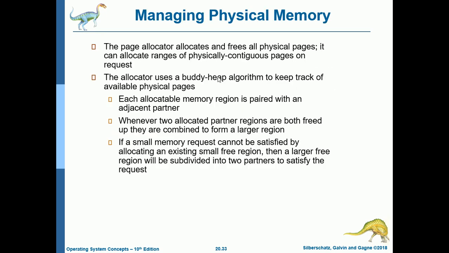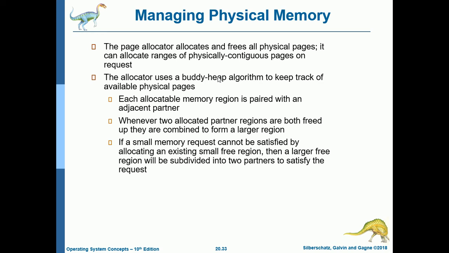So managing physical memory: the page allocator allocates and frees all physical pages. It can allocate ranges of physically contiguous pages on request. The allocator uses a buddy heap algorithm to keep track of available physical pages. So what is the buddy heap algorithm? It is the use of a power-of-2 allocator for the kernel heap. So how is it done?